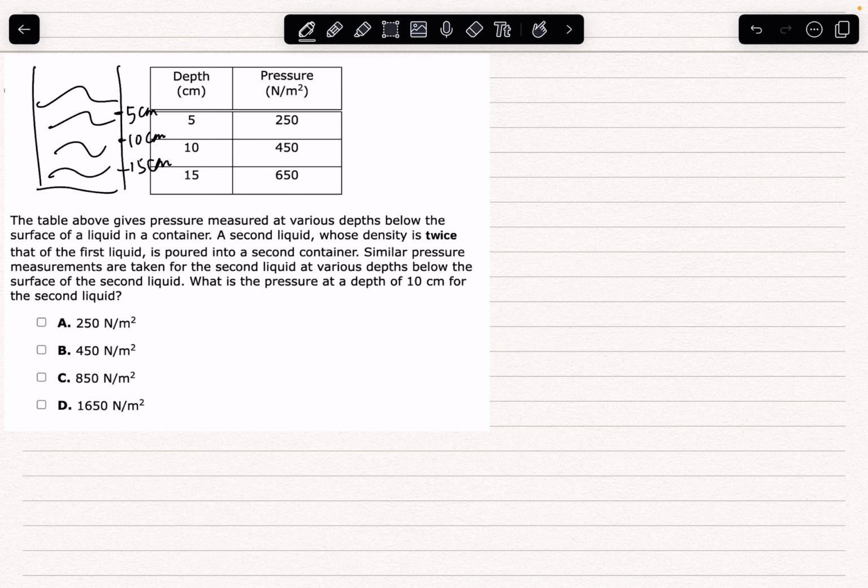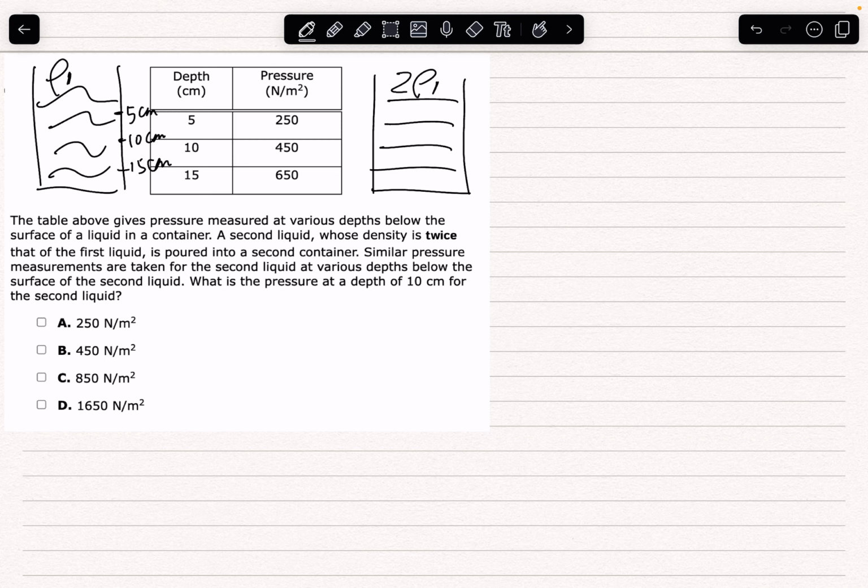A second liquid whose density is twice that of the first liquid is poured into a second container. Okay, I have a second container, I have a different liquid, right? Why is it different? Because the second liquid's density is twice that of the first liquid, okay? So if the first liquid has a density of rho 1, let's say, then the second liquid will have 2 rho 1. That's the density of the second liquid, right? Okay, that's all the first 2 sentences tell me. I don't know what the density is. I don't know what kind of liquids they are, but I just know this relationship, that twice, okay?